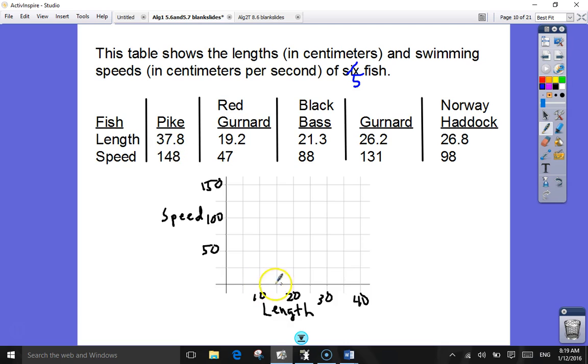Right, so if I graph these, 37.8, 148. 37 is about right there, 148. 19.2, 47. 21.3, 88. 26.2, 131. That would be about right there. And 26.8, 98.